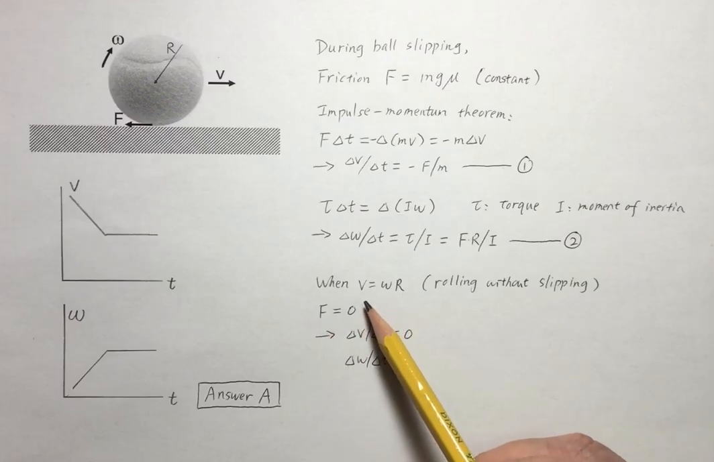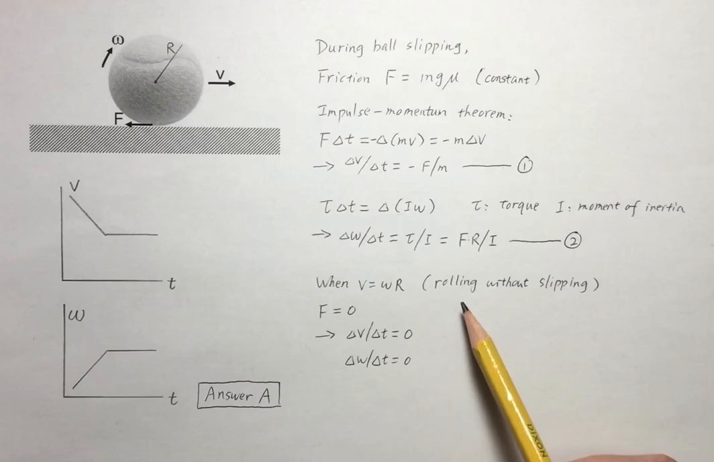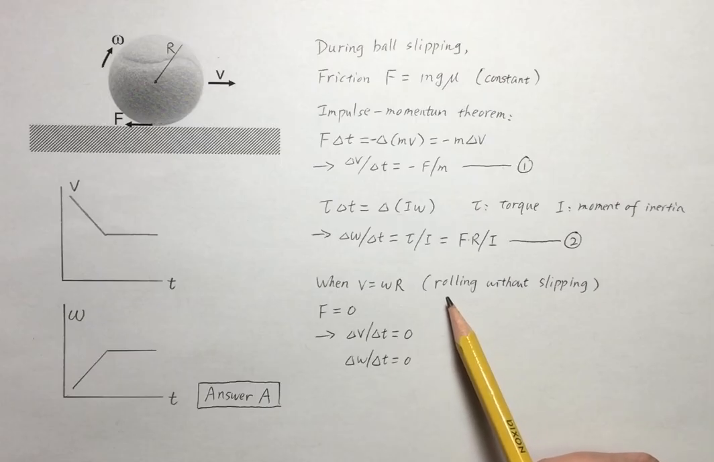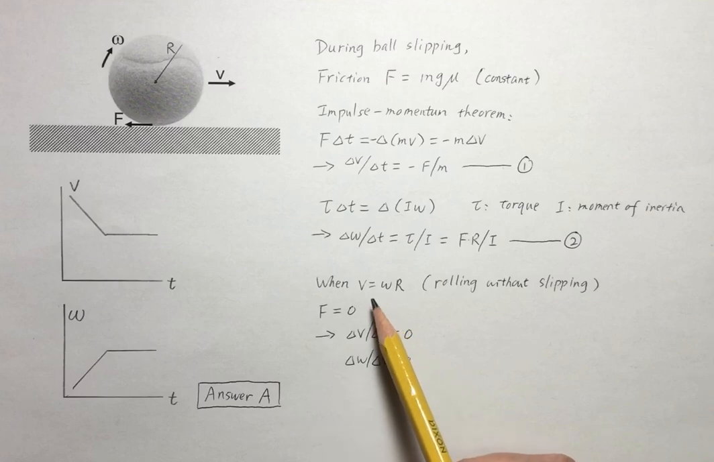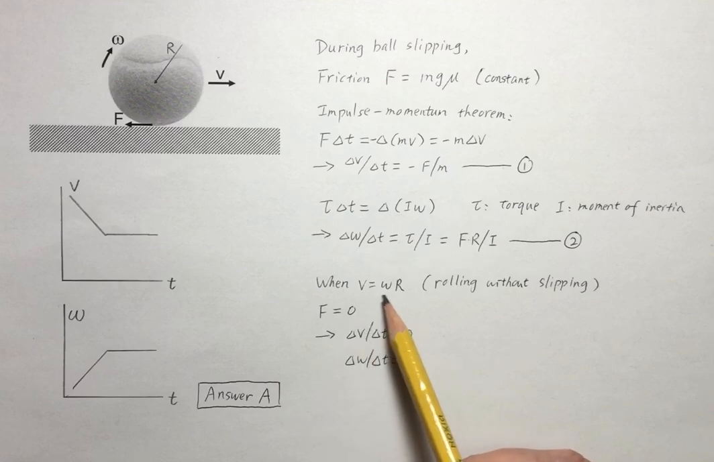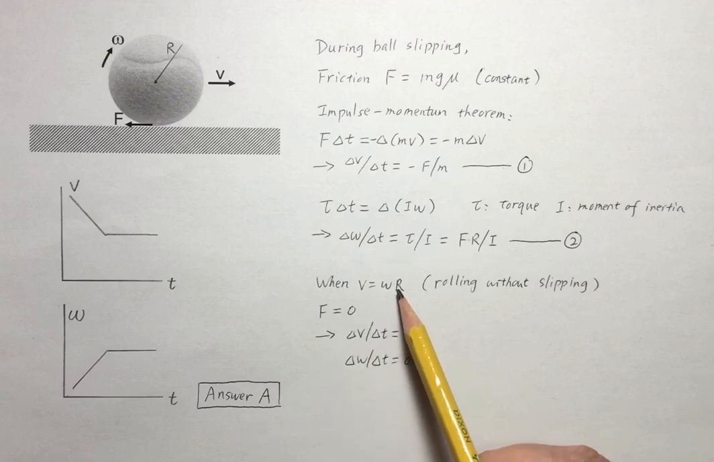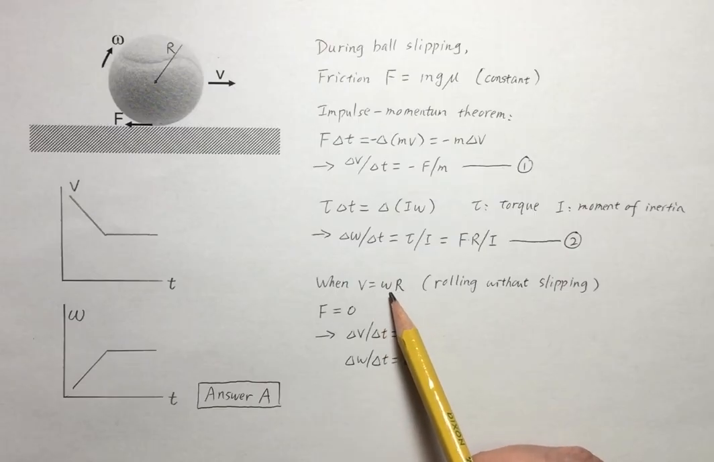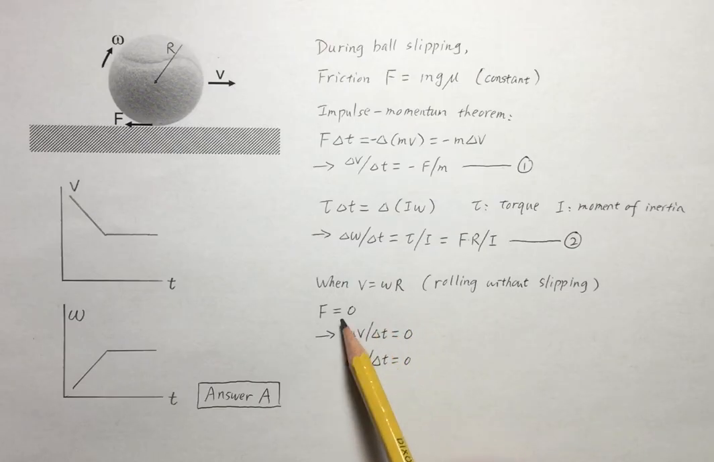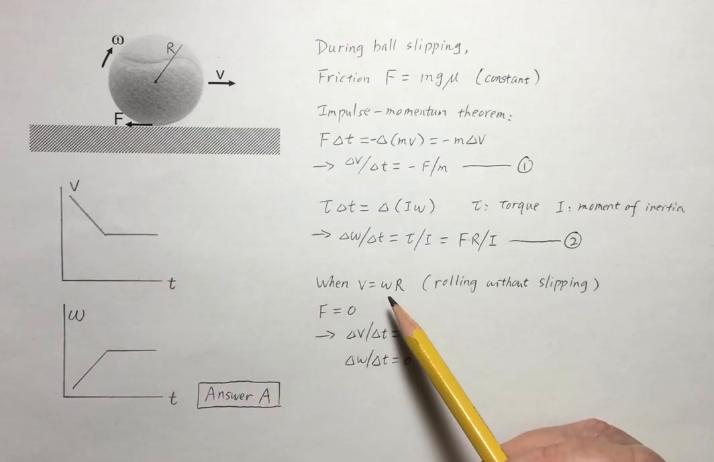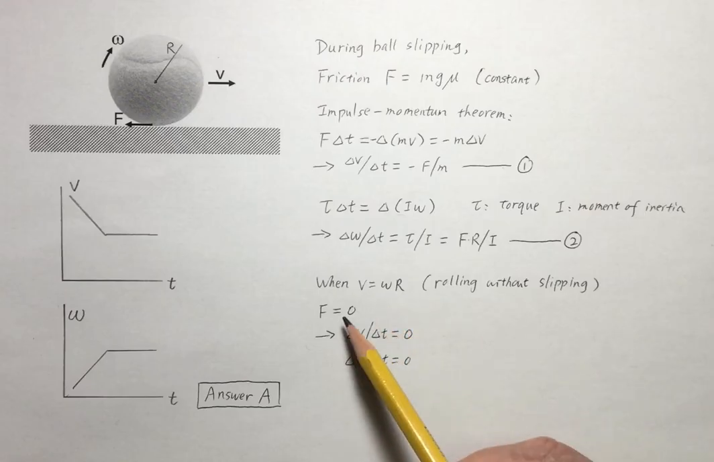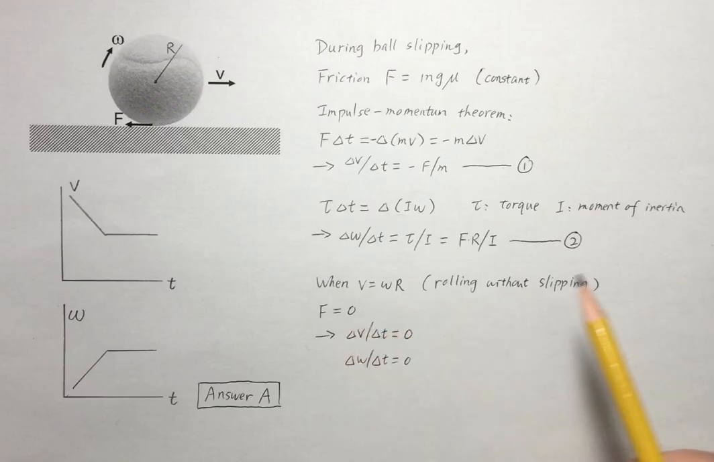Now, as we mentioned in the question, at some moment, the tennis ball will roll without slipping. So at this moment, the linear speed v is equal to the angular speed multiplied by r. v equals omega r. So at this moment, the friction force will become 0. Okay, this is an ideal situation. So the friction force will become 0 at this moment.